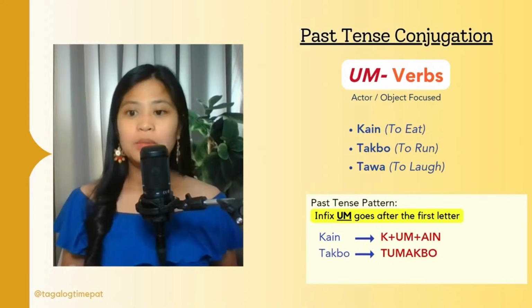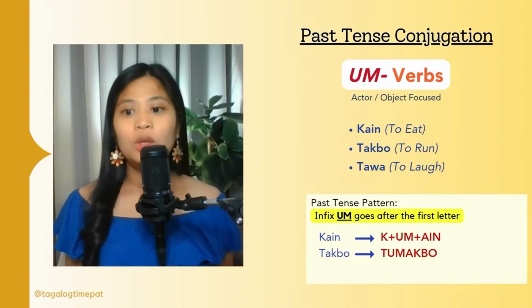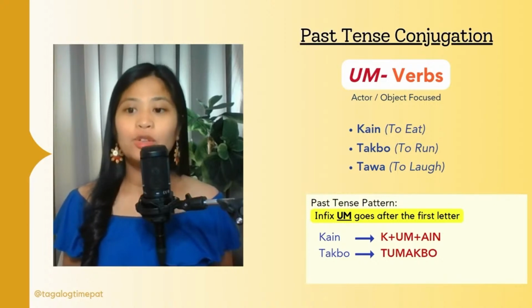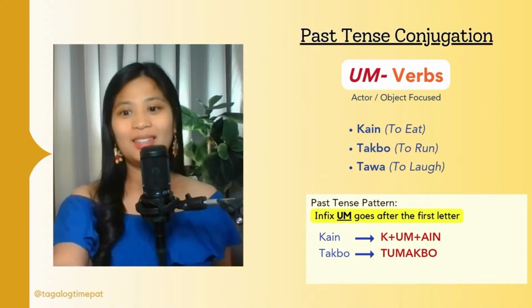Takbo becomes tumakbo. Tumakbo siya. He ran. Tumakbo. So again, the infix just goes after the first letter. Tumakbo. You give it a try. What do you think tawa, to laugh, will be in the past tense? Just use that pattern that we learned.